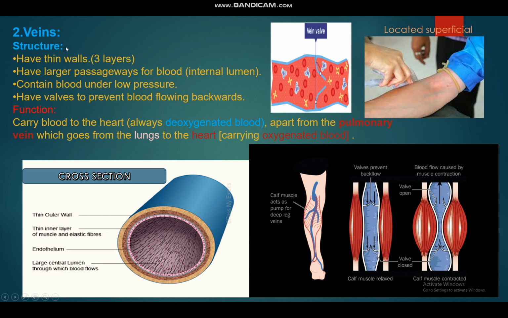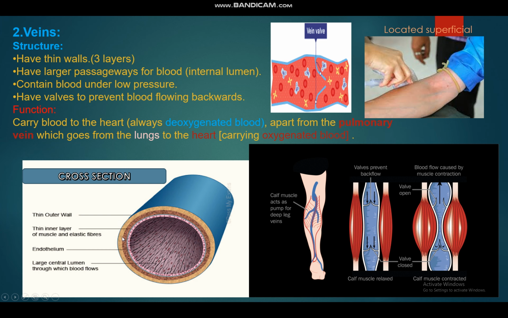Now the second type of blood vessel is veins. First of all, I'm going to explain the structure. Now this is the cross section of the vein. The vein also has three layers in the wall: the outer thin layer, the middle thin layer which has the elastic muscle fibers, and the third layer which is the endothelium, one cell thick. It also has a large central lumen through which the blood flows.